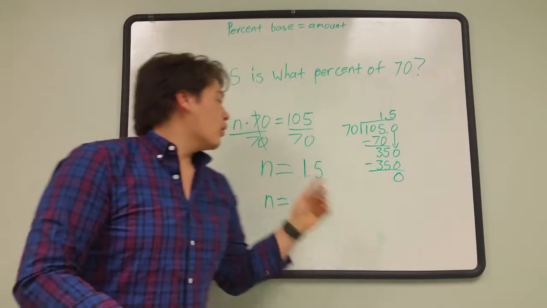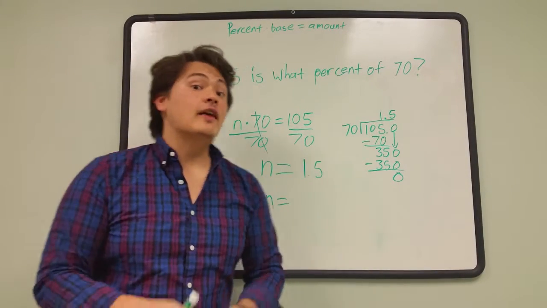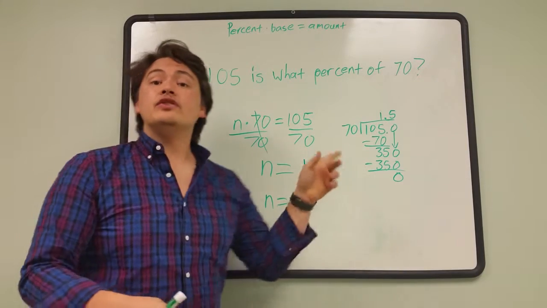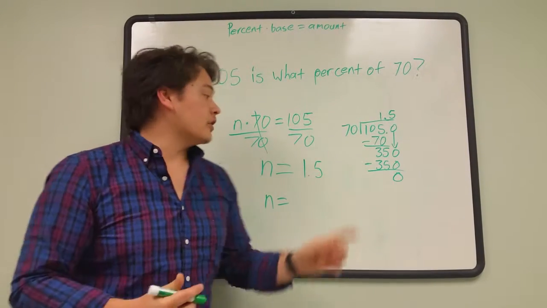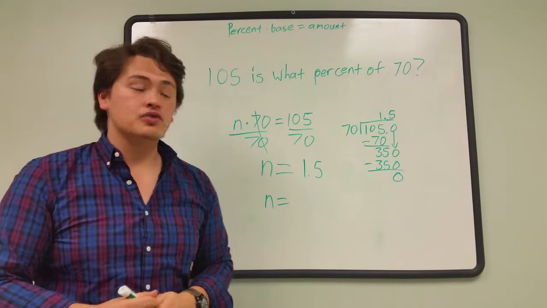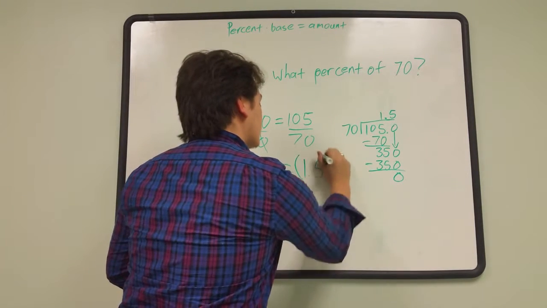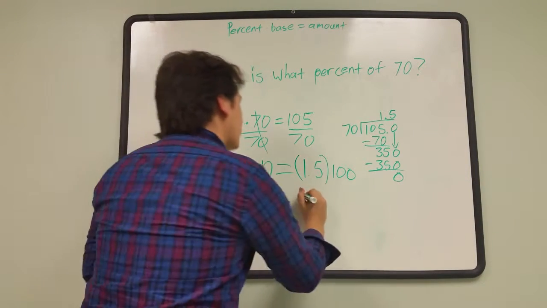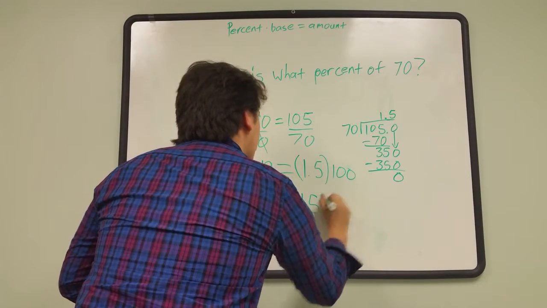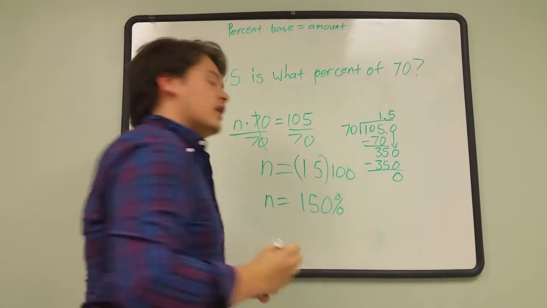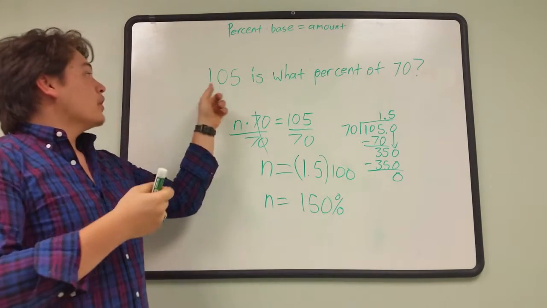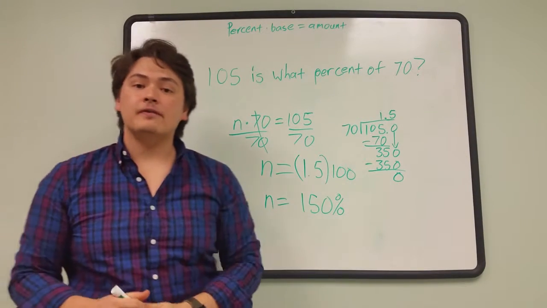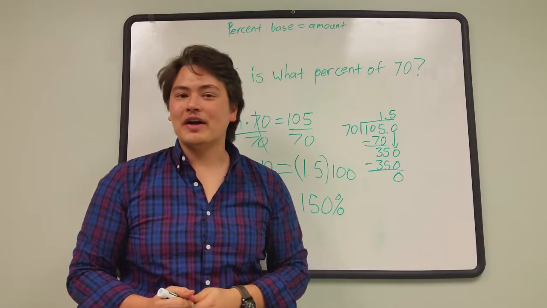Now, here's the thing. 1.5 isn't our final answer. It's not the percent. It is actually the decimal. So how do I convert a decimal into a percent? I'm going to multiply this decimal by 100. 1.5 times 100 is going to give me 150%. So in this case, 105 is what percent of 70? That number is 150%, and that's going to be my final answer.